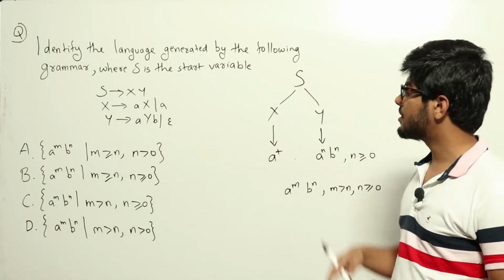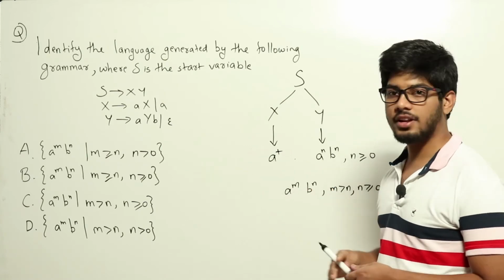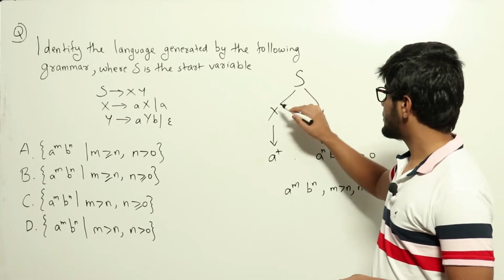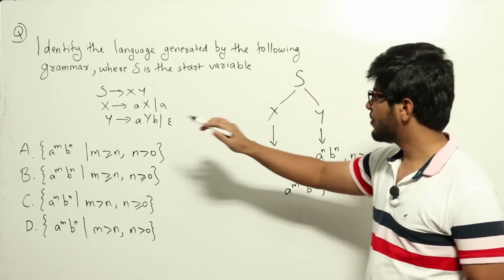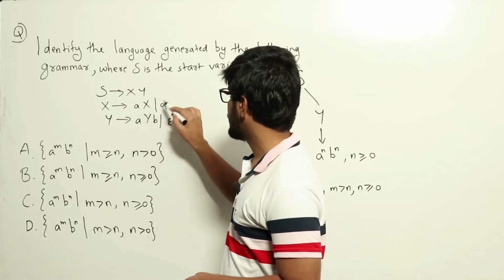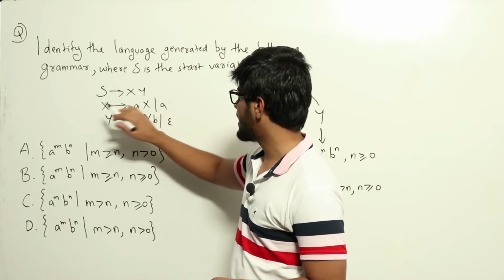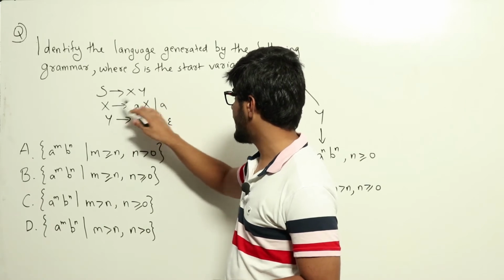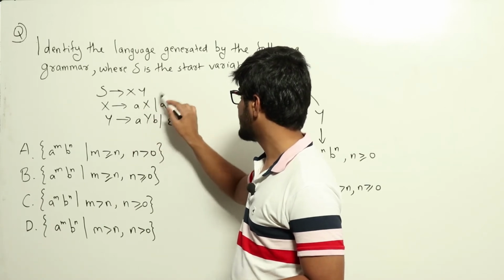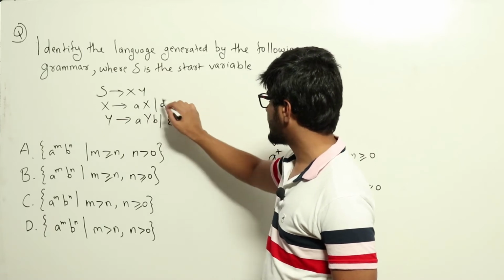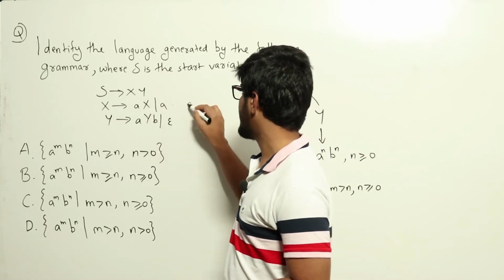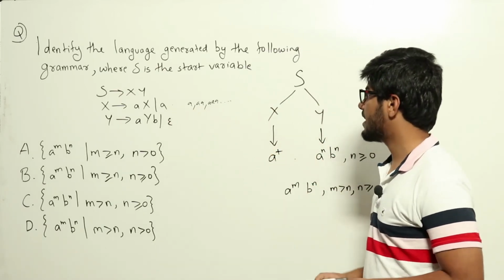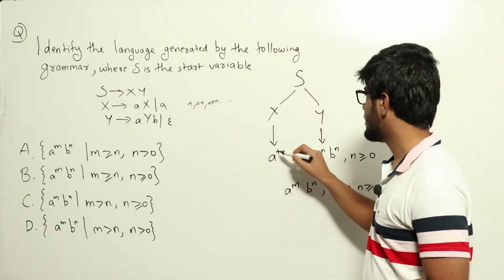So this is a question from theory of computation and regular grammars. Let us look at what the grammar gives us. S gives x and y, and x gives ax or a. So the smallest string generated by x would be a, and after that it can generate ax, and x again gives ax, and x gives a. So this will be aa, aaa, etc. So that is what x would be generating. Now that we can write as a plus.